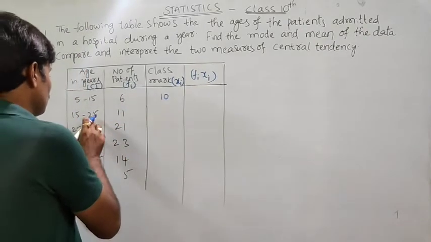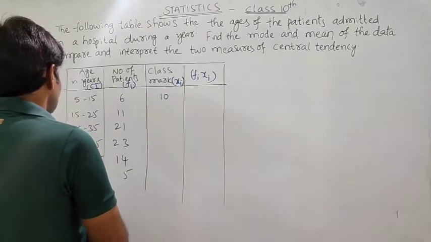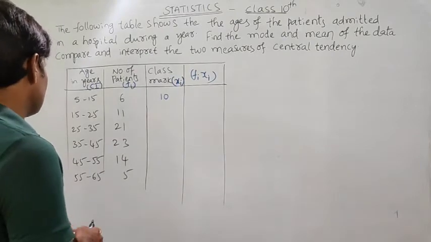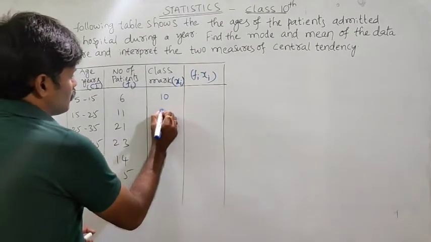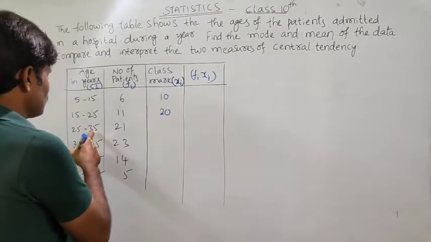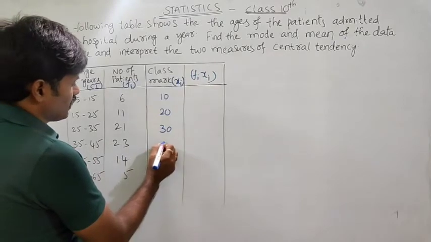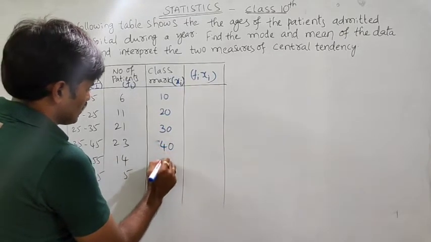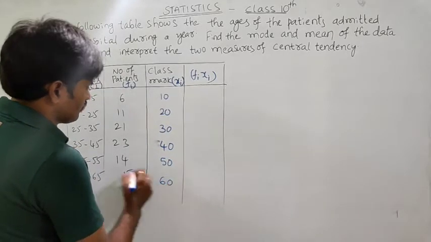Next, 15 plus 25 is 40, 40 by 2 is 20. Next, 25 plus 35 is 60, 60 by 2 is 30. 35 plus 45 is 80, 80 by 2 means 40. So 10 is the difference, so we can write blindly 50 and here 60.